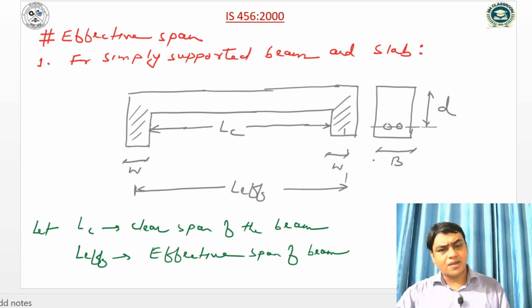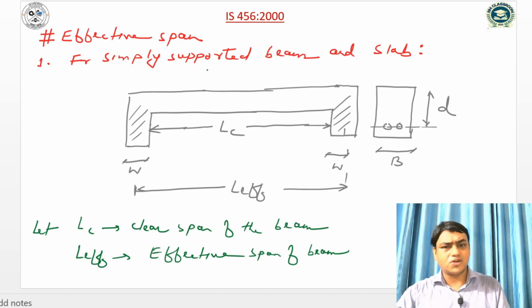But if the second case exists, that is the width of the support is greater than 1 by 12 of the clear span of the beam or 600 mm, whichever is less, then there are several sub cases. When one end is fixed and the other end is continuous, or both ends are continuous, the effective span will be equal to the clear span. And if one end is continuous and the other end is simply supported, then the effective span is equal to the sum of clear span plus half the width of the support, or the sum of clear span plus half the effective depth, whichever is less.